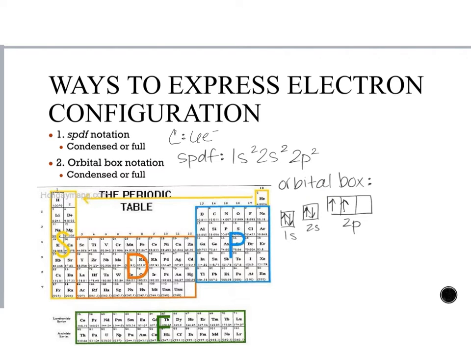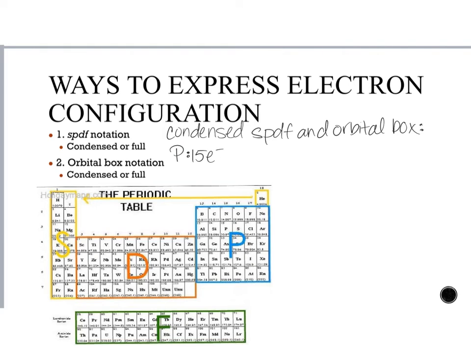Okay, one final thing before we move on to the next slide, and that is, what is this idea of condensed or full configurations? What we've written so far are all full configurations. We've shown all the electrons, where each one resides, what sublevel, what energy level, and how many are in each of those sublevels. But there's a way to make this process expedited, especially when we get to bigger elements that have so many electrons. It takes a really long time to show where each electron resides.